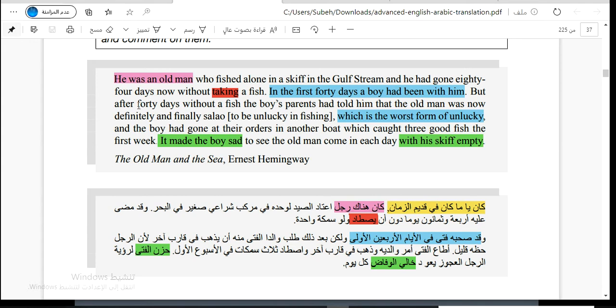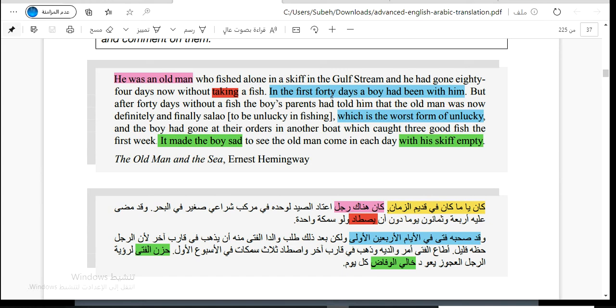Okay, he had gone 84 days now without taking a fish. Taking, if I want to translate it literally, it becomes يأخذ بدون أن يأخذ سمكة. But I don't think it's a very natural translation in Arabic. So بدون أن يأخذ سمكة, no. Here the translator used substitution. He replaced taking with يصطاد ولو سمكة واحدة. He communicatively translated taking a fish.